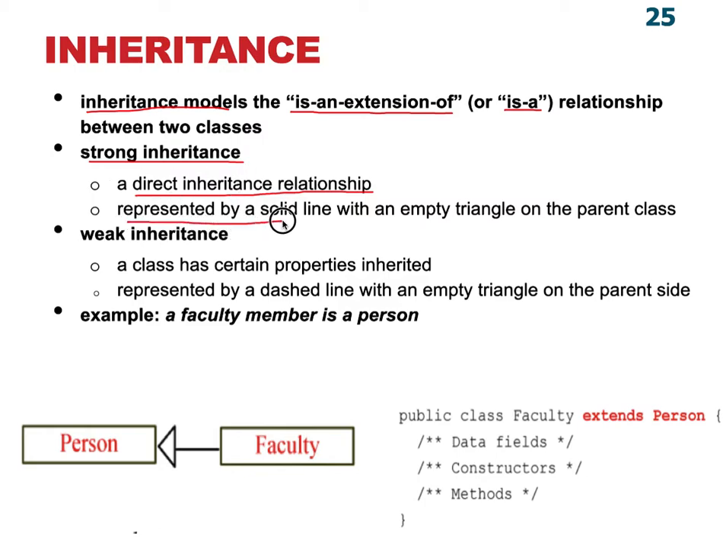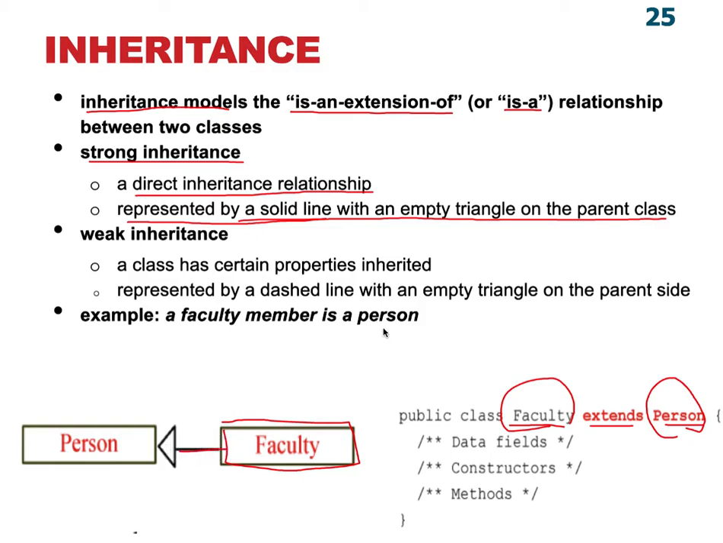It is represented by a solid line with an empty triangle on the parent class. Suppose you have a faculty class, which is an extension of a person class, then person is a superclass, faculty is a subclass. So in the UML diagram, for class name only, we put them in rectangles, faculty and person, and then we draw a solid line from subclass to superclass, and the line ends with a triangle like this, but the triangle is not filled.